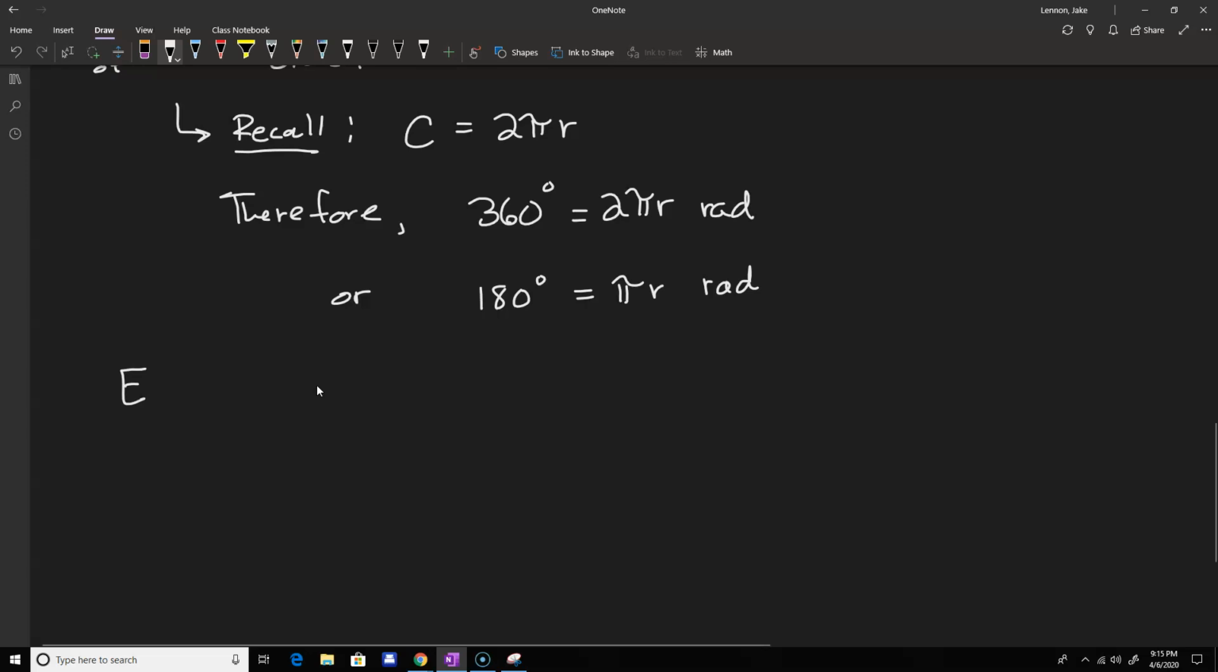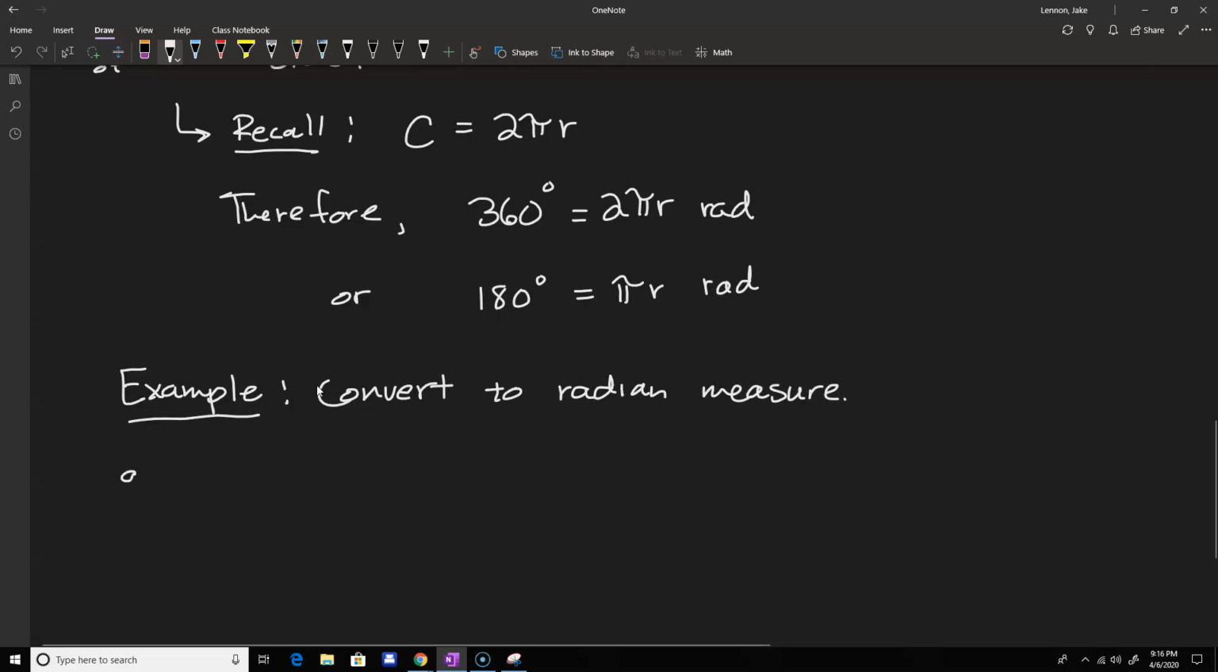So let's see an example where we use this both ways, and it'll come up later. Let's say first we want to convert some degree measurements to radian measurements. So convert to radian measure.